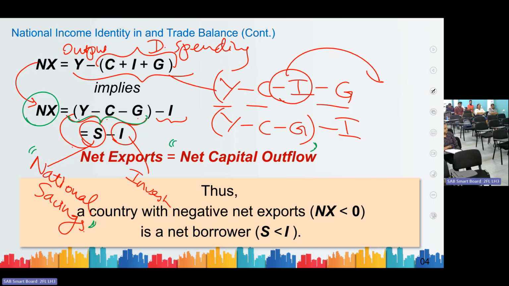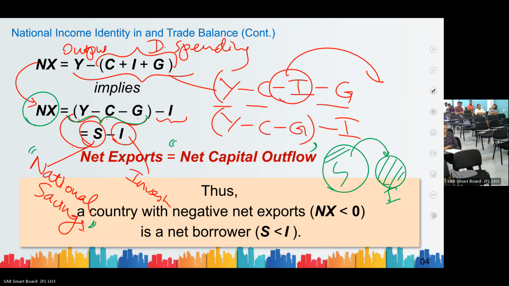We have some savings in the country. And investment is this much. Savings is utilized for investment. This is savings, this is investment. So savings is a larger amount compared to investment. So after utilizing savings for investment, there will be some excess.